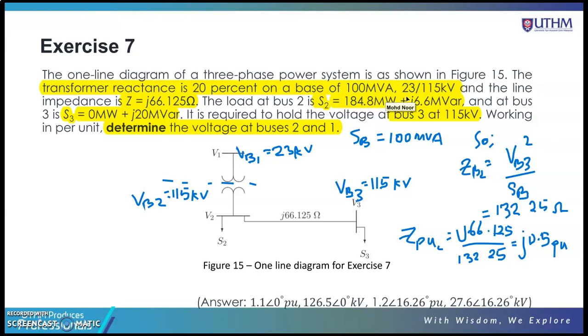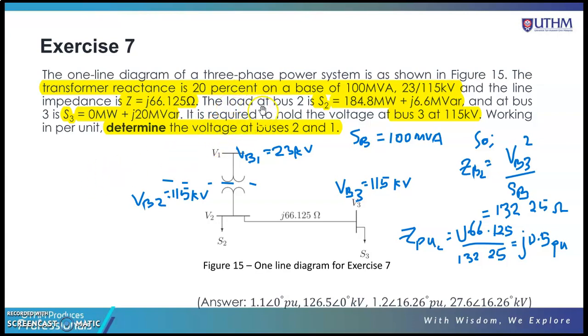The transformer rating is 23/115 kilovolt. So it means that our XT equals 0.2. And the line impedance Z is given as j66.125 ohms.